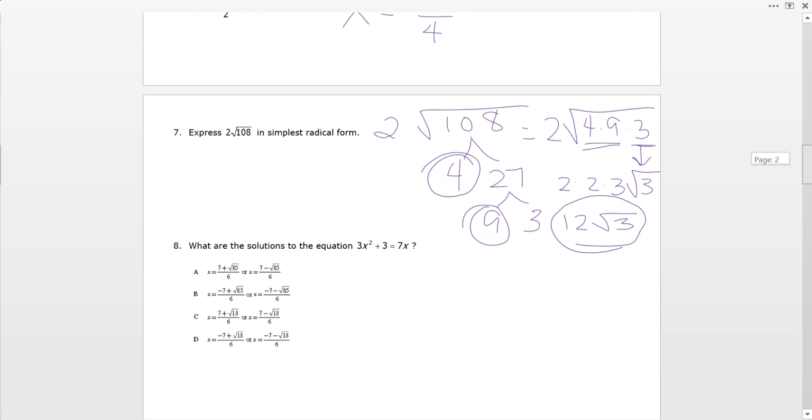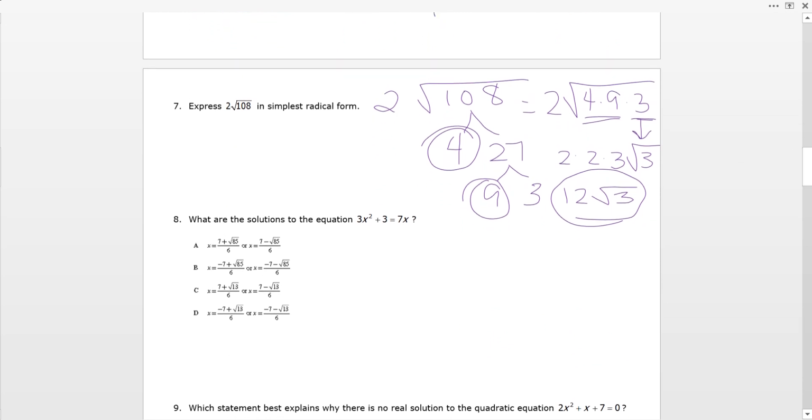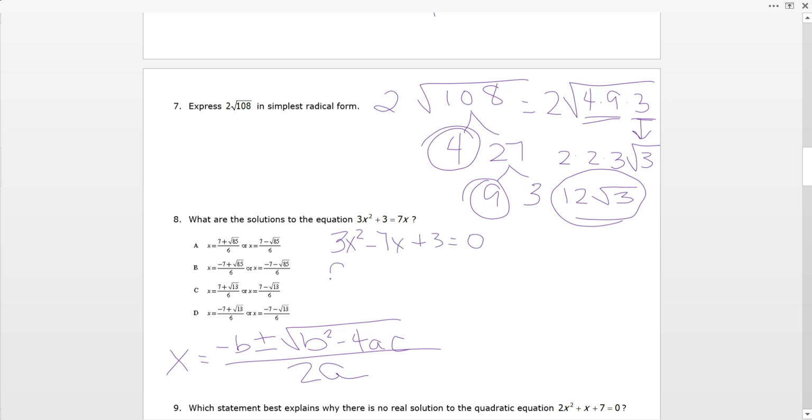Using that strategy, we're going to solve number 8 using our quadratic formula, which is on your math chart, but it is x equals negative b plus or minus the square root of b squared minus 4ac over 2a. Okay, I need to set this equal to 0, so I'm going to have 3x squared minus 7x plus 3 equals 0. A is 3, B is -7, C is 3.